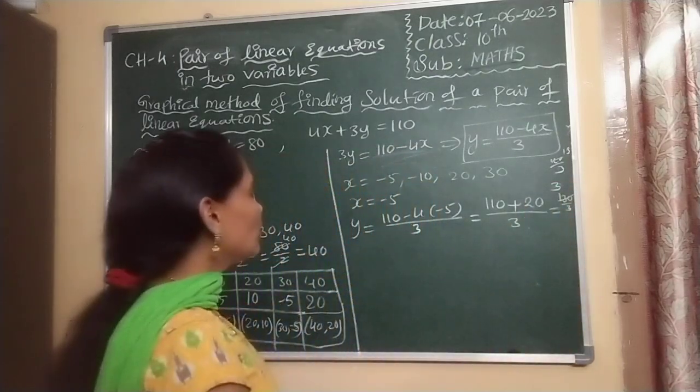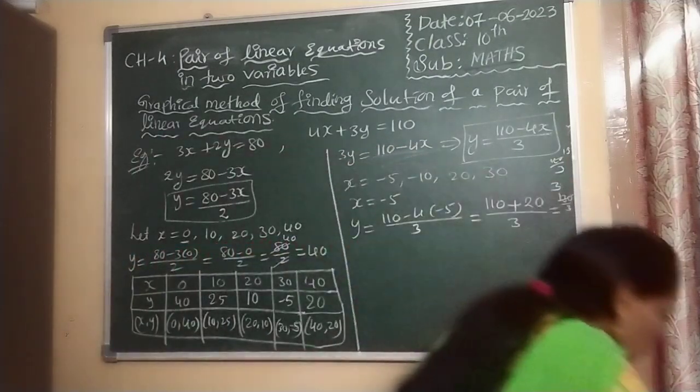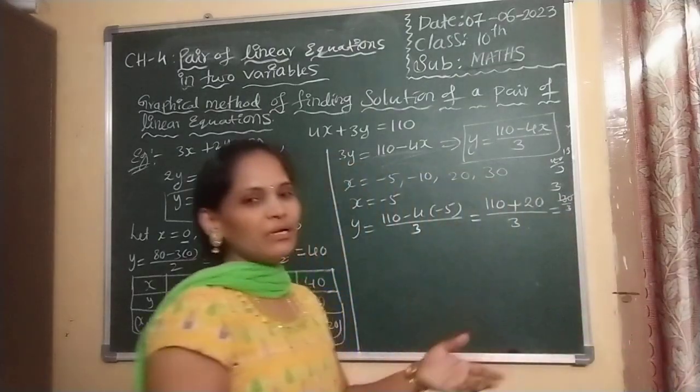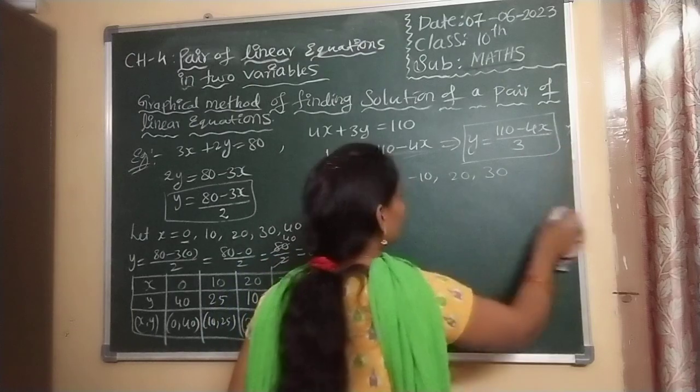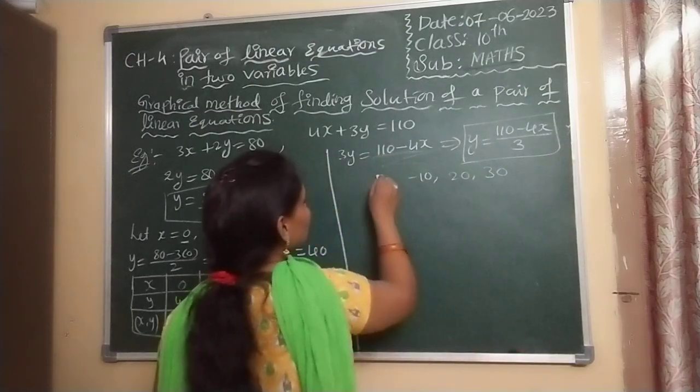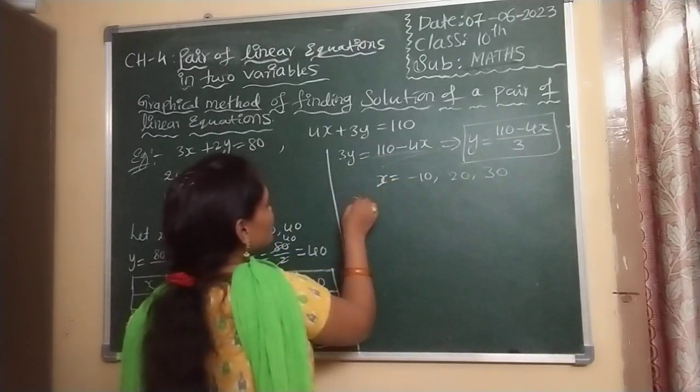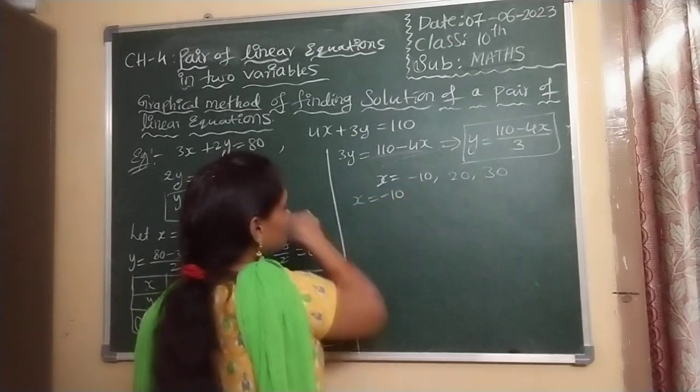So no need of taking minus 5. Why? Because it will come as a decimal. Why should we take that much risk? So no need of taking minus 5. Just for x, you can take these values. So x is equal to minus 10.